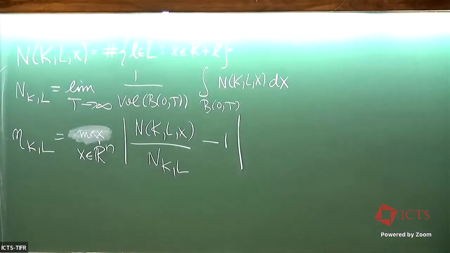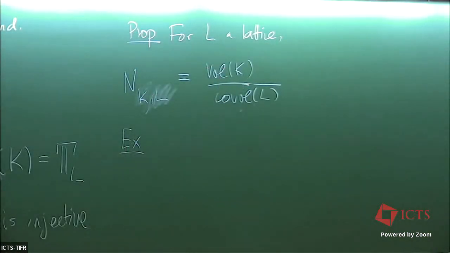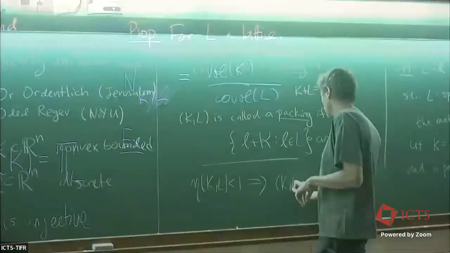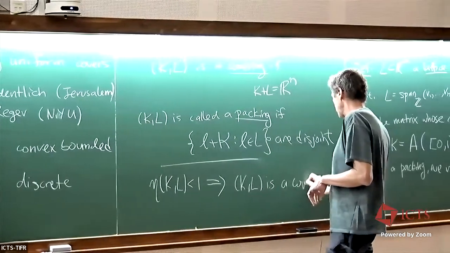So you'll notice that if this number is less than 1, then this cannot be 0. So that means that the numerator here cannot be 0. So that implies that this is a covering. Let me write that down over here. Eta KL less than 1 implies that KL is a covering.